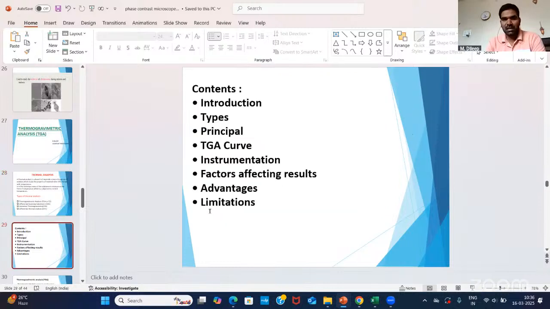Next, if you see the contents in the thermal analysis, thermogravimetric technique: introduction, we will discuss types, principle, TGA curve, instrumentation, factors affecting results, advantages, and limitations. These are the topics we are going to cover.